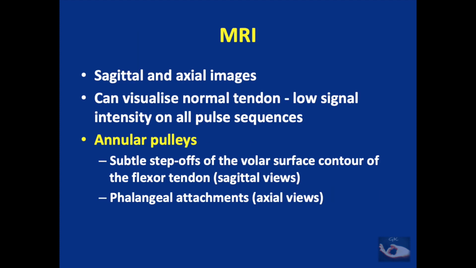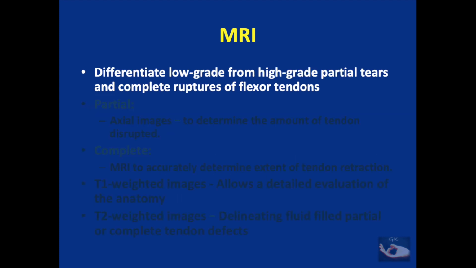The third important investigation that can be done is the MRI, which can show sagittal and axial images. The MRI can visualize normal tendon, which appears as low signal intensity on all pulse sequences. We can also visualize the annular pulleys on the sagittal and axial views. Specifically, MRI can differentiate low grade from high-grade partial tears and complete ruptures of flexor tendons.